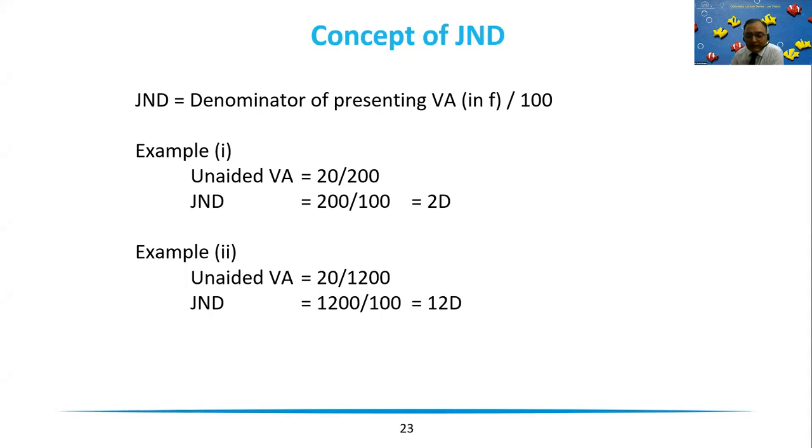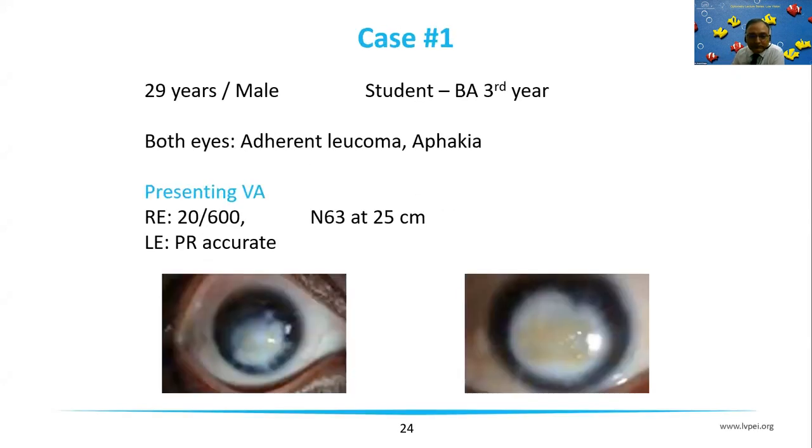And in some cases where you don't have any starting point, say a person having severe visual impairment, with an acuity of 20/1200, 12 diopters is a noticeable difference. You can start with ±6 in the second example, which is shown here. So this is a case example.